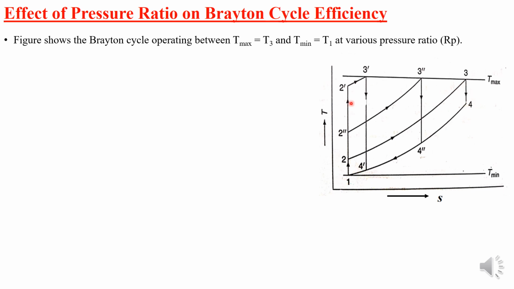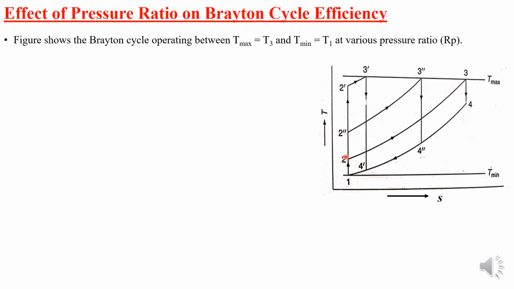Still, if you increase the pressure ratio, your cycle shape will change like this: 1, 2 dash, 3 dash, 4 dash. So if we keep on increasing the pressure ratio, what will happen to the mean temperature of heat addition? The heat addition process is like this, 2 to 3. See here, temperature 2 will be at a lower condition.